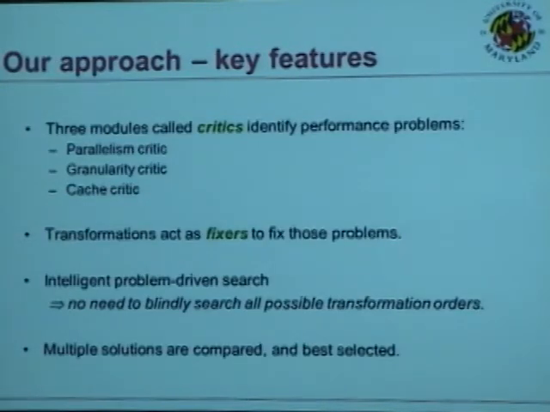Well, this is our model on how we solve this transformation order sequencing. And we have these 3 modules called critics. Now this is work that was built on top of, again, work by Princeton. Those guys came up with a thing called parallelism. We added 2 extra critics called granularity and cache. And then we come up with transformations as fixers. So we've got these critics saying, hey, I've got this problem. I'm not parallelizing enough, or my granularity is too small, or my cache is getting misses along this dimension or something.